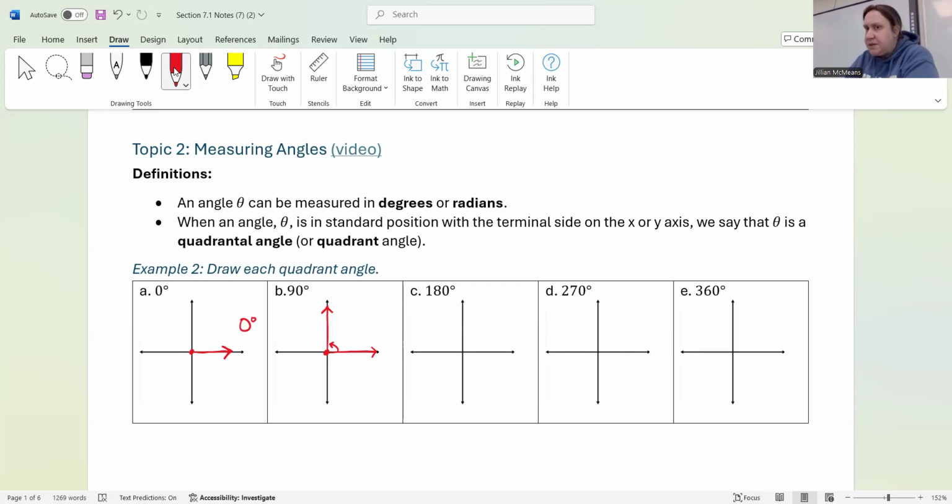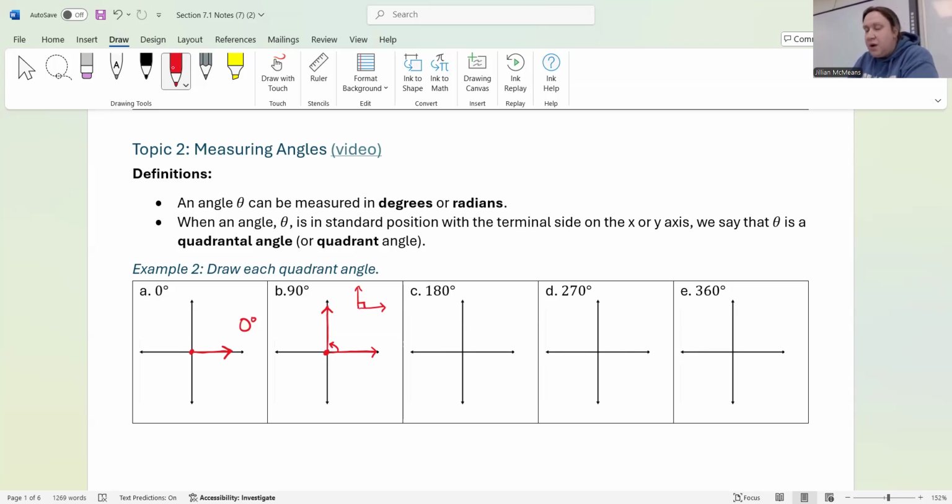Another way you've probably seen this before is an angle like this, and instead of labeling it 90 degrees, they'll put a little box in the corner. That box indicates 90 degrees. You've probably seen that at some point, and if you haven't, you'll definitely see it soon.